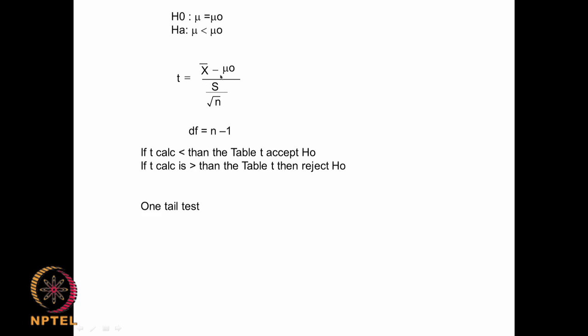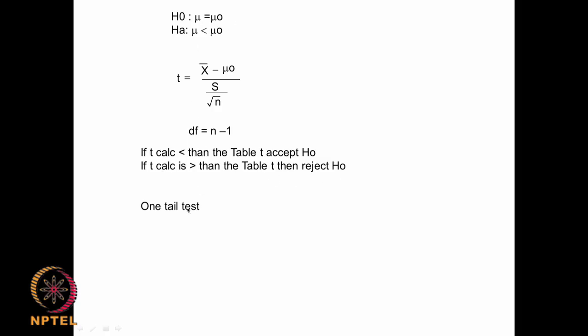This is called the standard error, mu naught is the population mean and this is the sample mean. The degrees of freedom will be n minus 1. We calculate the t and then we compare it with the table t. If the t calculated is less than the table t, we accept H naught. If the t calculated is greater than the table t, we reject the H naught.